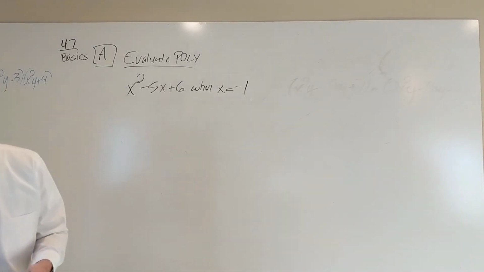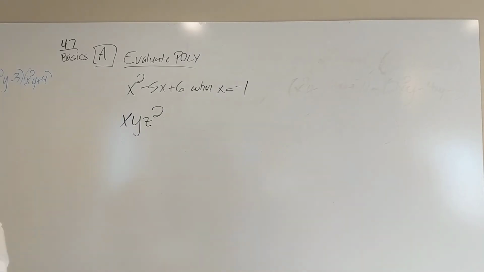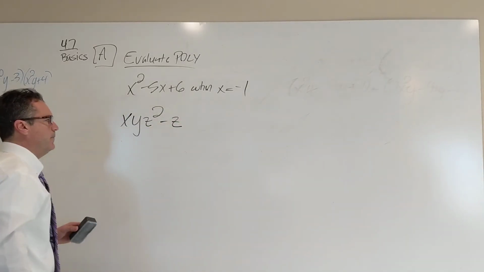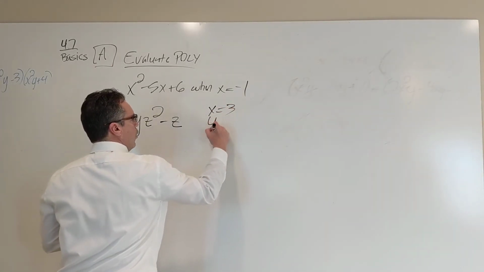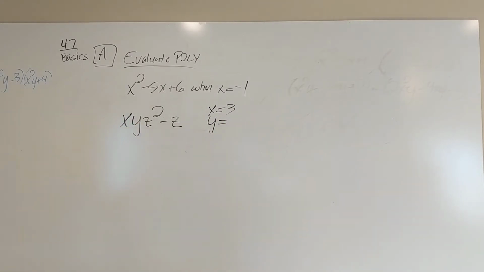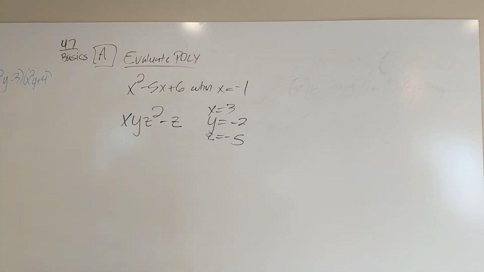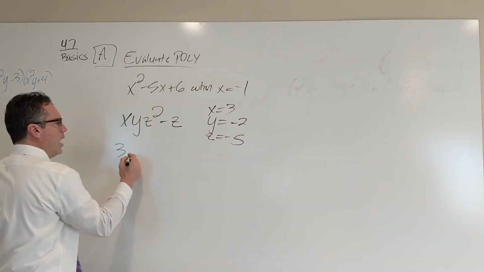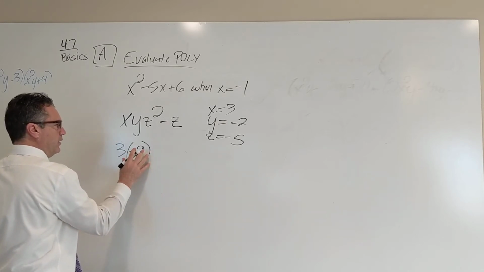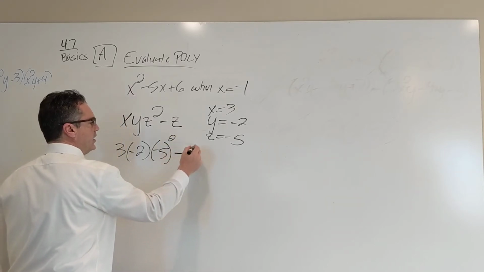But right now, look at problem number 7: xyz squared minus z. They want you to do this when x equals 3, y equals -2, and z equals -5. So where there's an x we put in a 3, where there's a y we put in a -2 in parentheses, and for z we have -5 squared, and then minus, and again in parentheses, -5.